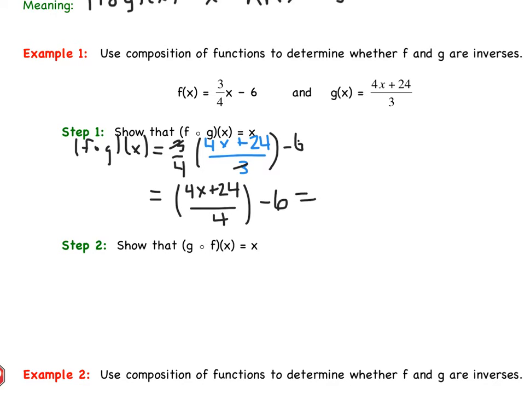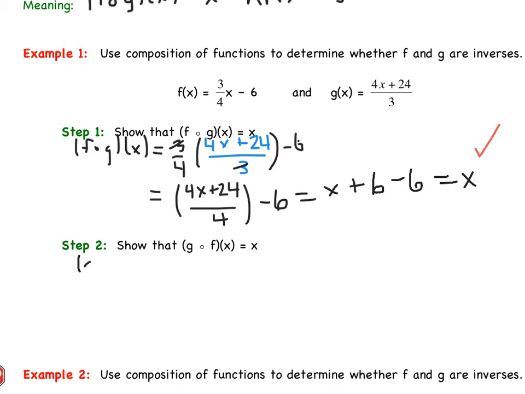Notice that 4 and 24 are both divisible by 4. So this works out nicely. We get x, because 4x divided by 4 is x, plus 6, since 24 divided by 4 is 6. Then we have that minus 6, so I actually just end up getting x here, which is the result that I wanted. So we just showed that f of g of x equals x. Now we want to see, does g of f of x equal x?